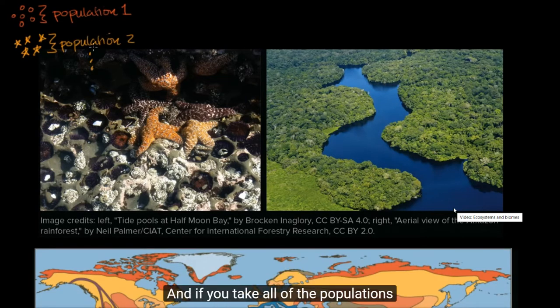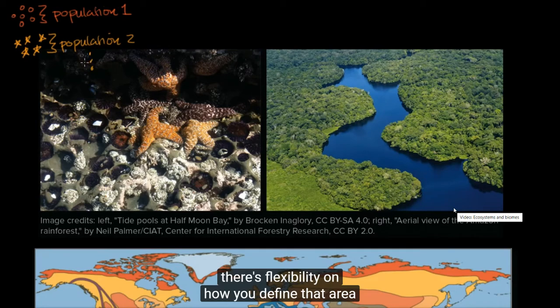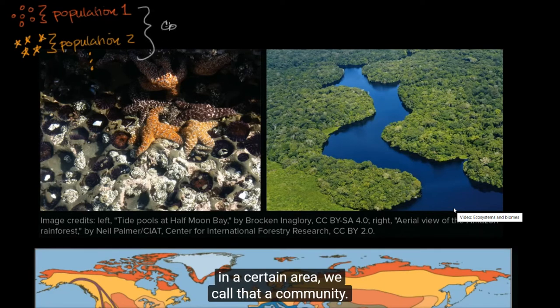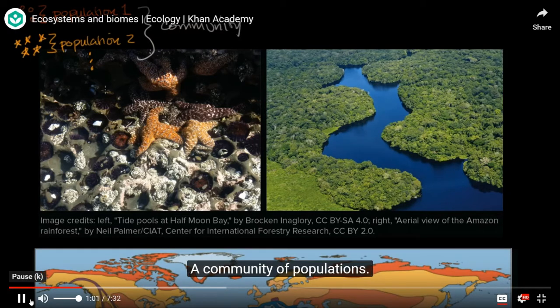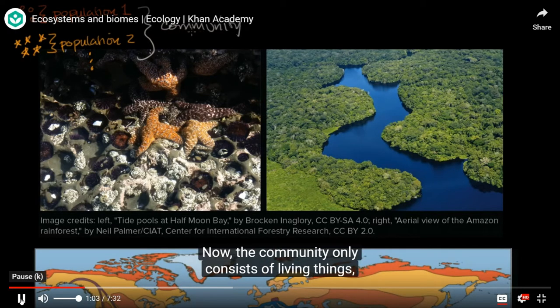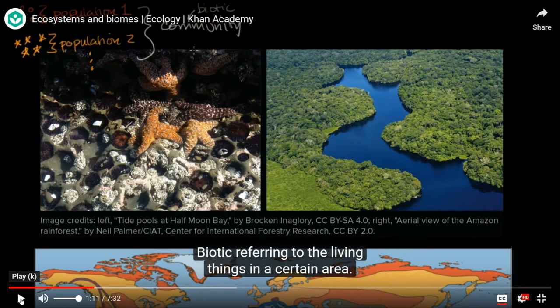If you take all of the populations in a given area, and there's flexibility on how you define that area or region, you take those together, so you're really taking all of the living things in a certain area. We call that a community, the community of populations. Now, the community only consists of living things, the biotic factors. So let me write that down. Biotic referring to the living things.